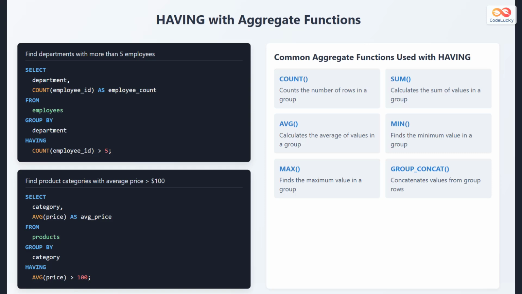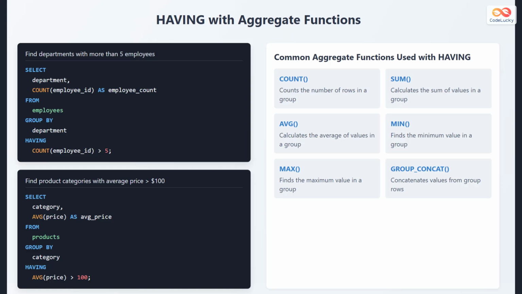Now let's explore how to use HAVING with aggregate functions. Here's an example to find departments with more than 5 employees. Select the department and the count of employee ID as employee count from the employees table. Group the results by department. Then, use the HAVING clause to filter departments with an employee count greater than 5.